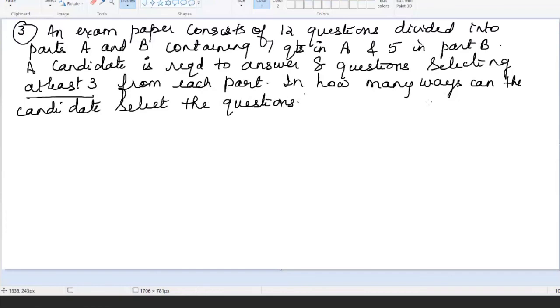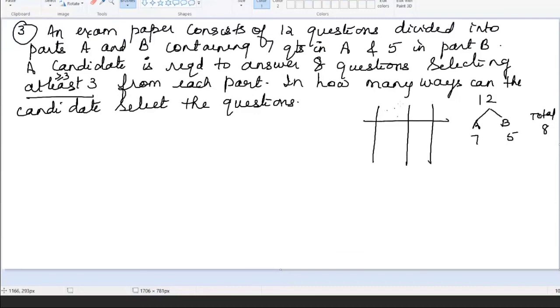Okay, now let us understand the question. There are 12 questions and it is split up into part A and B. In A there are 7 and in B there are 5. What is the condition? A candidate has to write how many total questions? 8 questions. So the total required to answer is 8. At least 3 from each part. Again, at least, so it is greater than or equal to 3. Yes, so let us form the table to make it easy and clear.